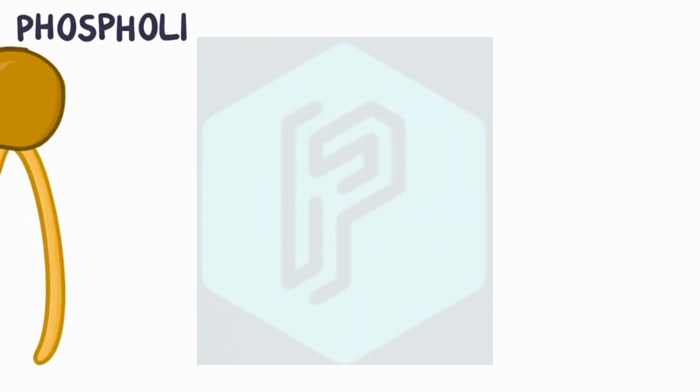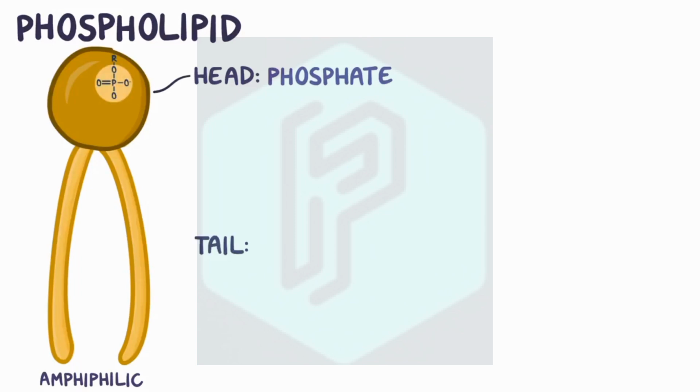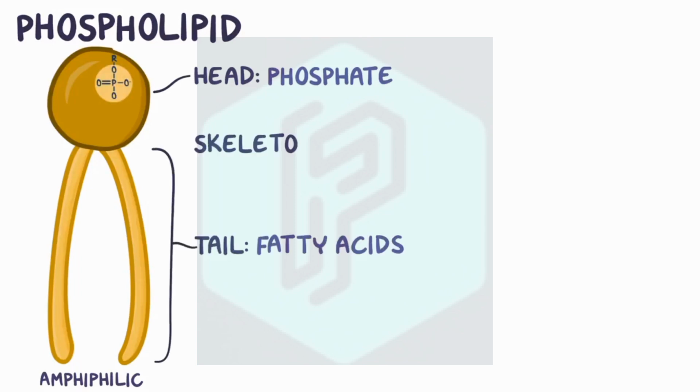The cell membrane is basically made up of a bilayer of phospholipid molecules. Phospholipids are amphiphilic molecules, meaning both loving. Now, the phospholipid is made up of three things: their head, which is made out of negatively charged phosphate, a tail, made out of two fatty acids, and a skeleton made out of glycerol that brings everything together.